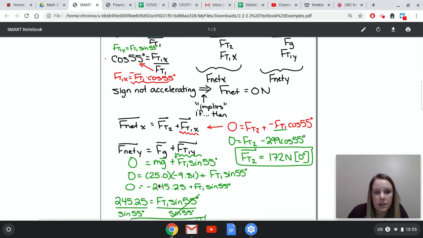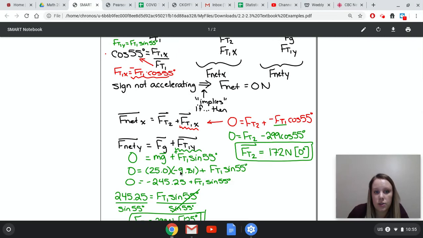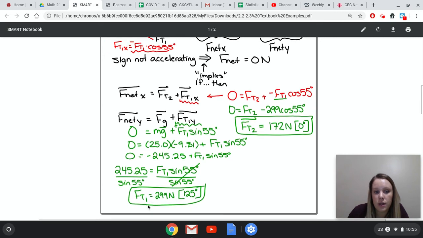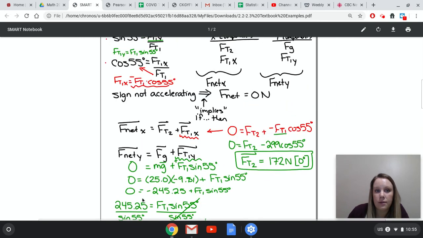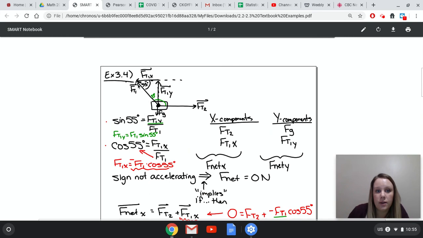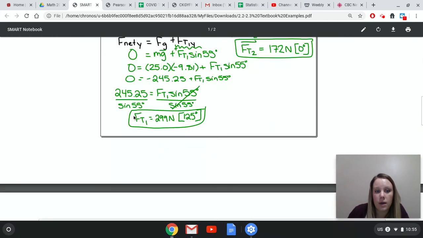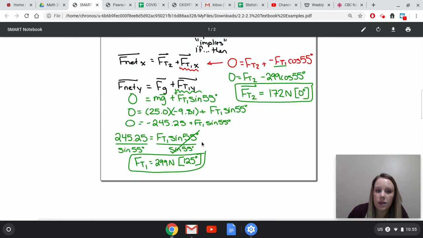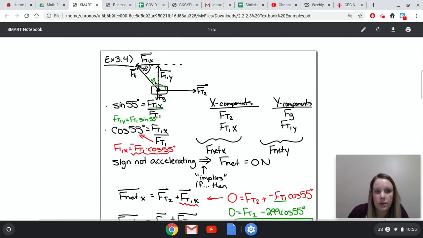Now what I've done is I've done some algebra here, calculated 25 times 9.81. This was negative, so I added it to the other side and divide by sine 55. That algebra will give you a number for FT1. We now know that FT1, our original angled vector here, was 299 newtons, and this angle is what I'm going back to up here with the 35 degrees.